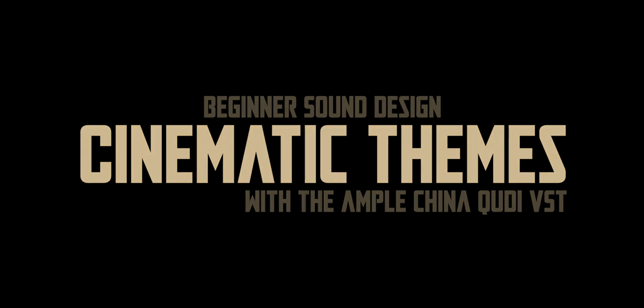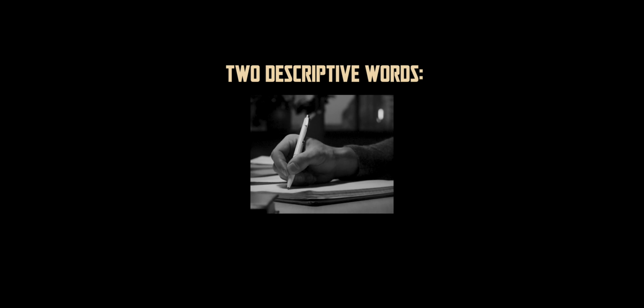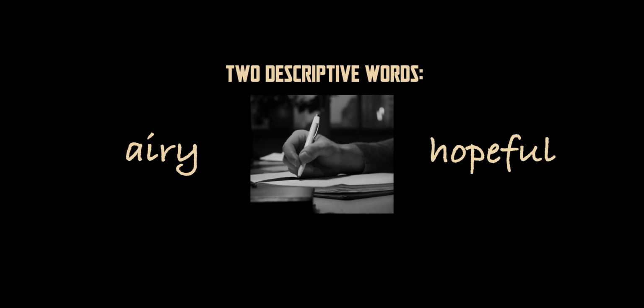The main method or idea here is to communicate with intent through sound selection and sound design. What does that mean? Have a goal or emotion written down as a foundation to build on. For example, write any two descriptive words you want. In this exercise, I'll pick two words, airy and hopeful. Then make decisions that support these words.